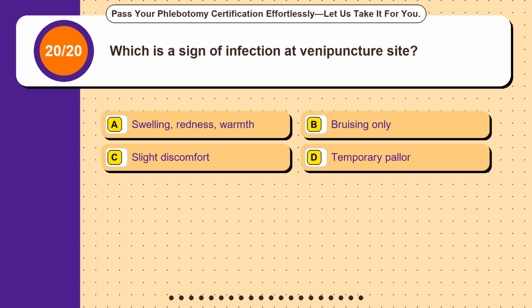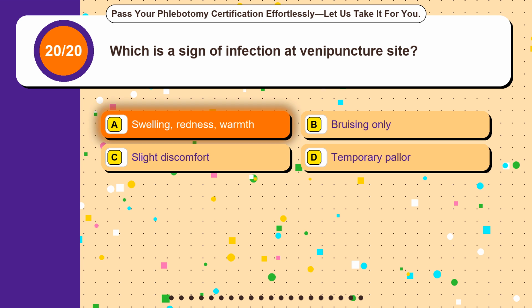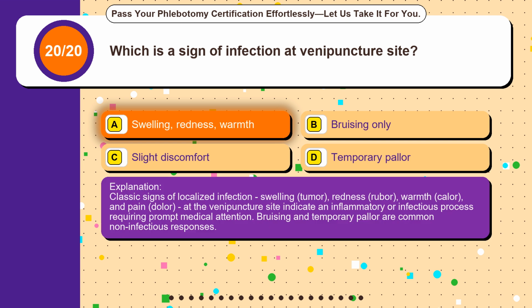Question 20. Which is a sign of infection at venipuncture site? Option A, swelling, redness, warmth. Option B, bruising only. Option C, slight discomfort. Option D, temporary pallor. The correct answer is option A, swelling, redness, warmth. Classic signs of localized infection: swelling, tumor, redness, rubor, warmth, calor, and pain, dolor, at the venipuncture site indicate an inflammatory or infectious process requiring prompt medical attention. Bruising and temporary pallor are common non-infectious responses.